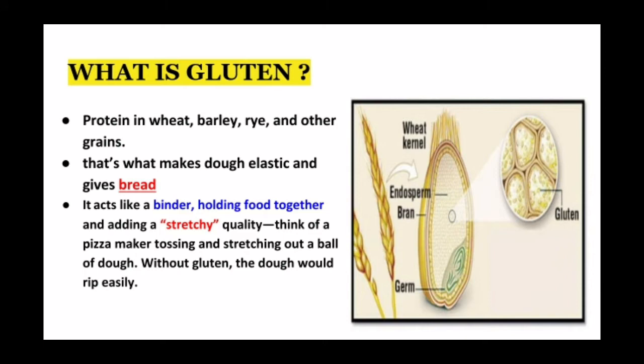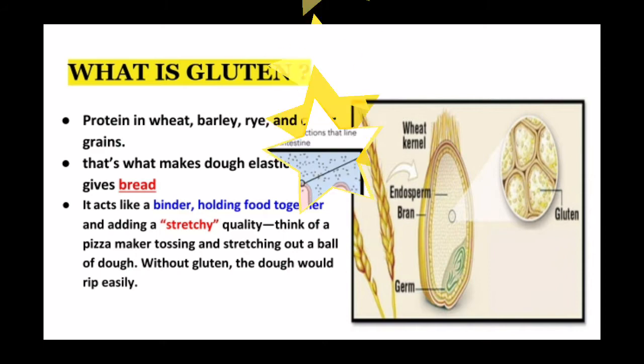You can see a pizza bread. Pizza bread is very stretchy. We can easily toss it. The ball of dough of pizza bread is stretchy in nature, elastic in nature. It is due to the presence of gluten. Without gluten, the dough would drip easily. It would break easily. So, this is the property of gluten which makes the food elastic and stretchy in nature.